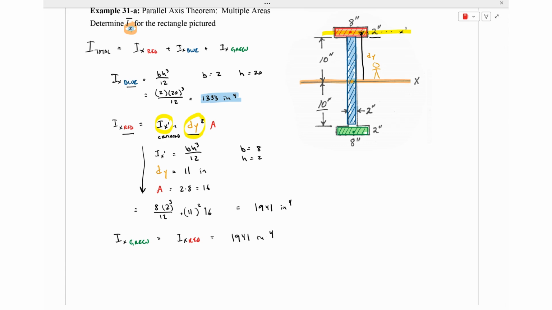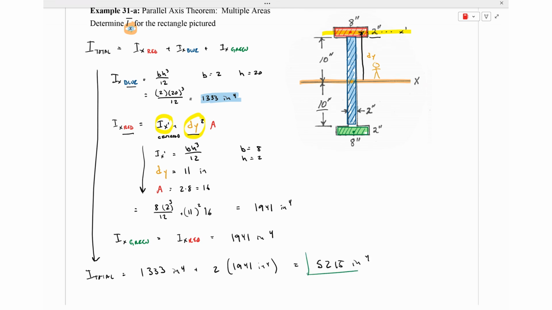And that means all we need to do next is to get the total. We're going to bring that total all the way down here. I total is equal to 1,333 inches to the fourth plus 2 times 1,941 inches to the fourth, which gives us a final value of 5,215 inches to the fourth. That's the total moment of inertia.